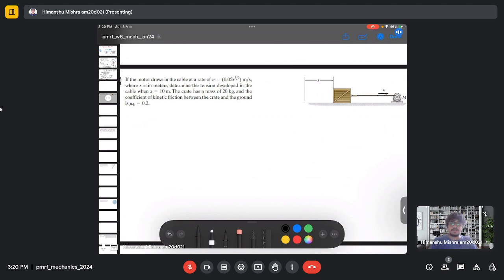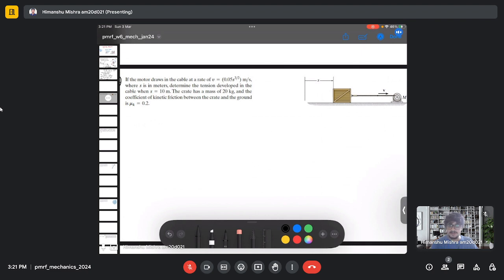So the next question is also pretty much similar, and here also we need to approach in the same way that we have done before. So the question is, if the motor draws the cable at a rate of velocity which is 0.05 s to the power 3 by 2 meter per second, where the s is in meters, determine the tension developed in the cable when s equals 10 meter.